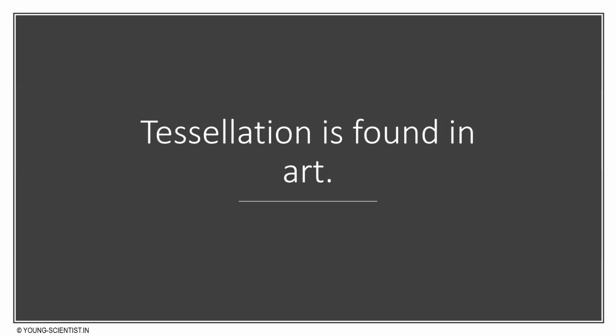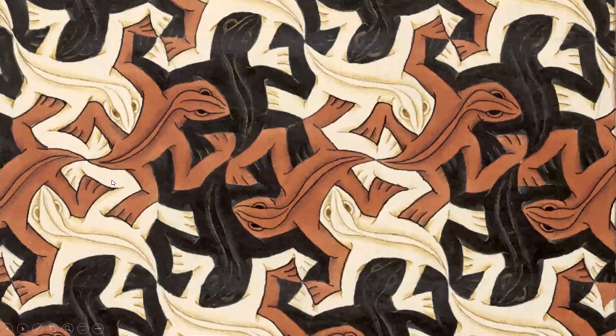Tessellation is also found in art. Here we have an overlapping image of a lizard. Although the orientation changes, the color changes, these are exact, identical images. It's a repetition of the same drawing of a lizard.